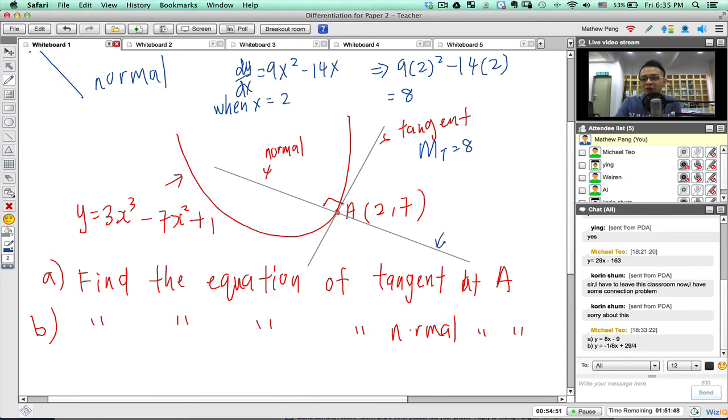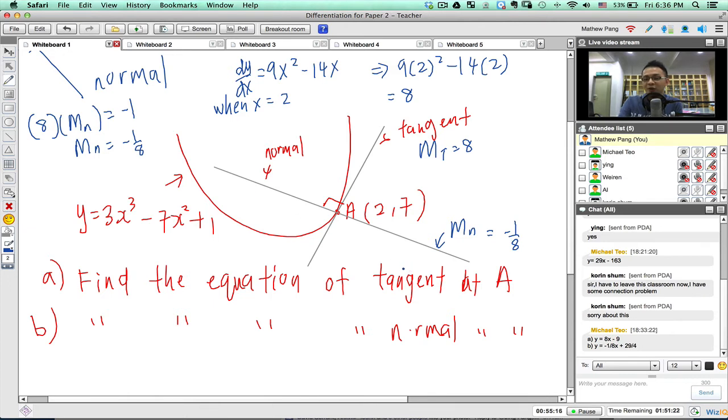So the gradient of the normal, if you want to know about this one, you just use m1 multiplied by m2 equals negative 1, because their relationship over here is perpendicular to each other, right? They are 90 degrees to each other, so you can use this formula. So the gradient of the normal will be negative 1 over a. That means I know negative 1 over a is the gradient for this normal line.